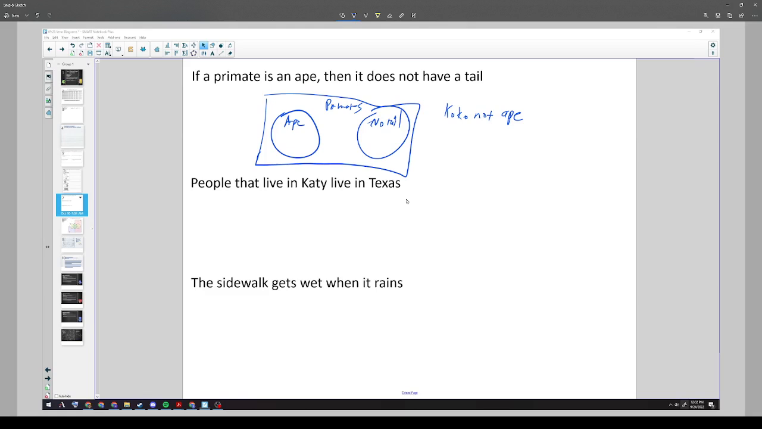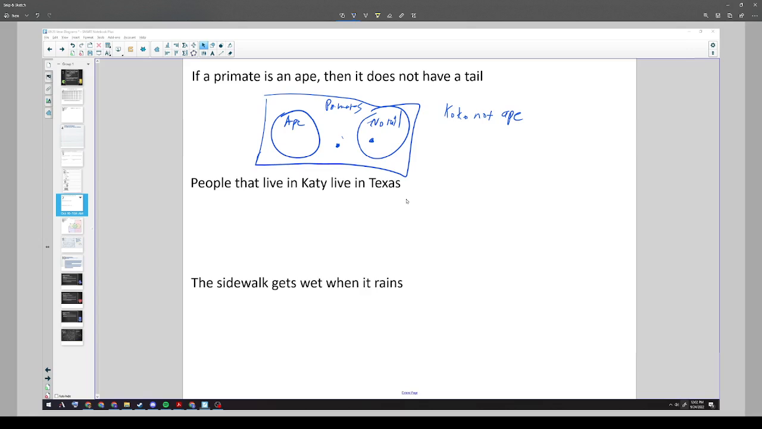An ape does not. So that would mean that Coco could be out here or in here, because all we know is Coco is not an ape. So we can't actually come up with a valid conclusion about whether Coco has a tail or not. And we'll get more into that tomorrow with deductive reasoning.